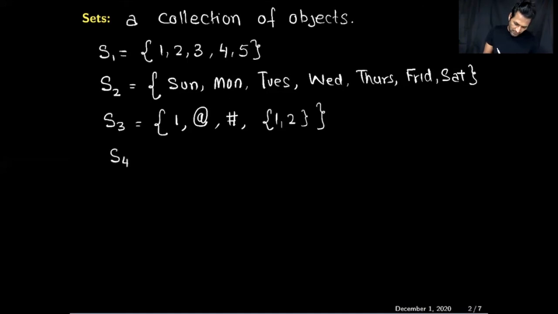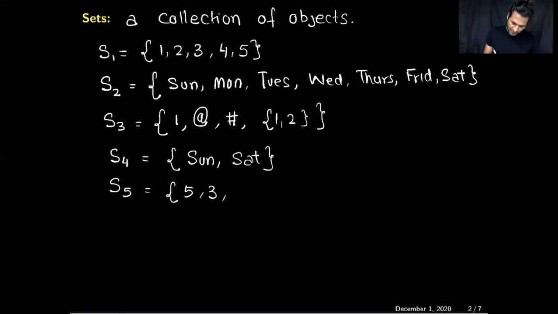Let's look at one more example of a set. This time I take the weekends. I can call this another set which has the weekends included, Sunday and Saturday. And there's one more example, 5 3 4 2 1. As you can see, no order is required in how you place the elements in the set. You can place the elements in any order.